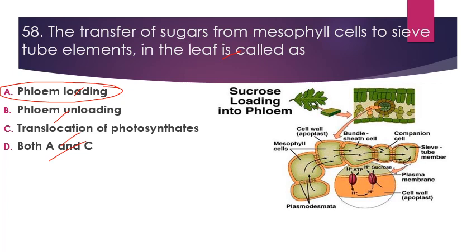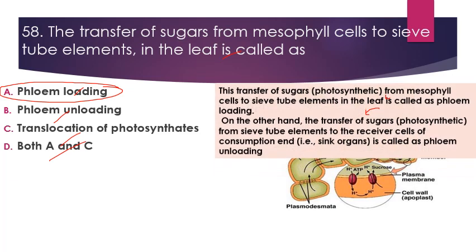So firstly, this food is synthesized in the mesophyll cell, then it is transferred to the sieve tubes, and after that it will move downwards to the sink. So the transfer of sugars from mesophyll cells to sieve tube elements of the phloem in the leaf is called phloem loading. On the other hand, the transfer of sugars from sieve tube elements to receiver cell of the consumption end, that is sink organ, is called phloem unloading.